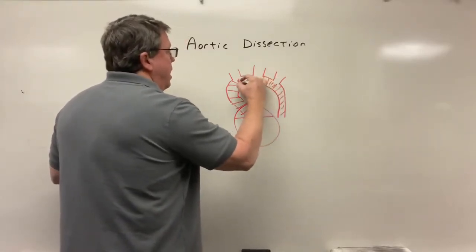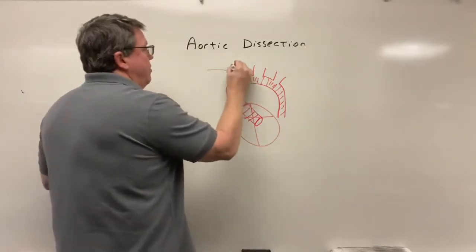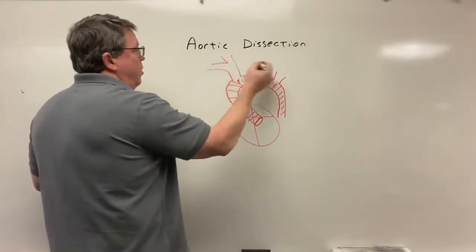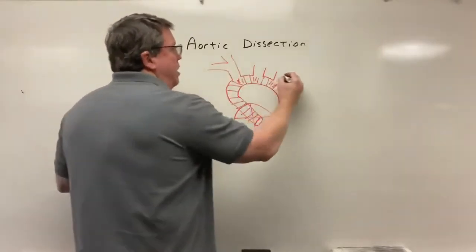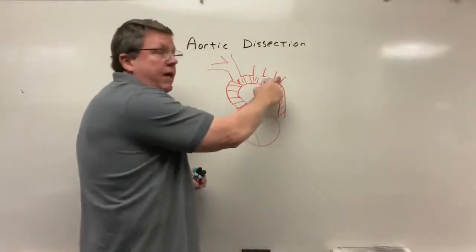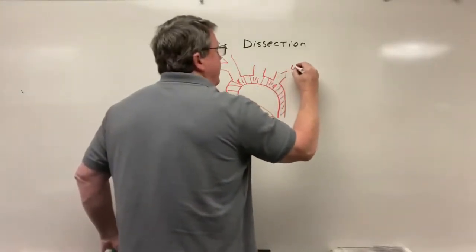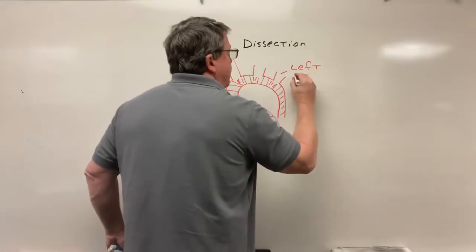For what it's worth, these arteries are going to go to the brain and out into the arm. But the one that I'm most concerned about is this one right here, and this is called my left subclavian artery.